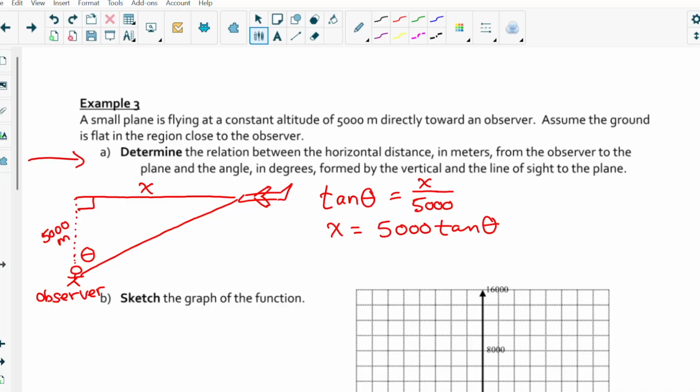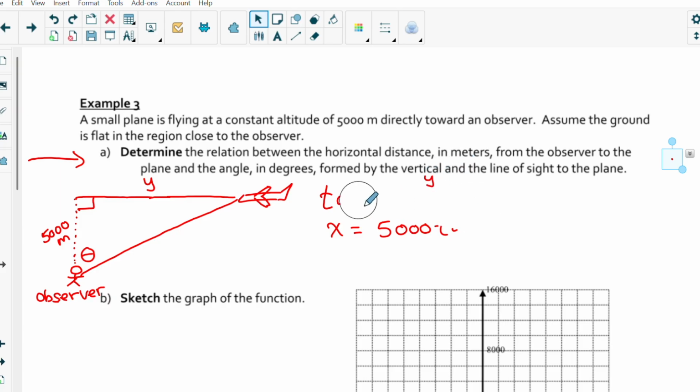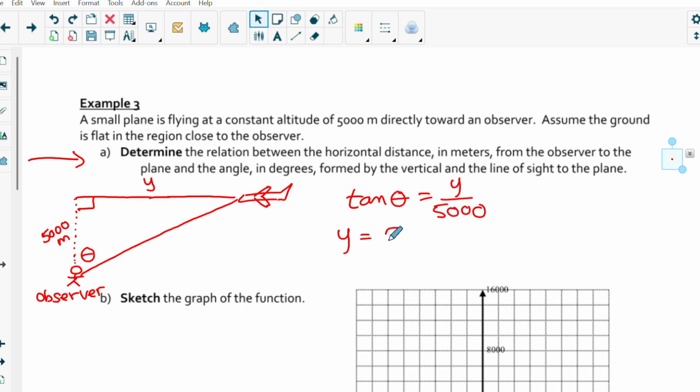Let's actually, to make it less confusing, let's call this y, because when we graph this, it'll make it less confusing. So if I start over, folks, I'll call that y. So tangent of theta equals y, opposite over adjacent, 5,000. So y equals, this is our tangent function, 5,000 tangent of theta. So that's my a value, right? This is my vertical stretch, a value.